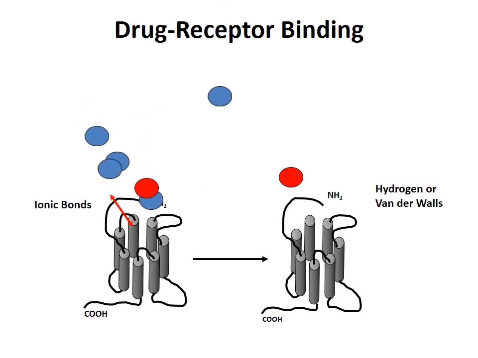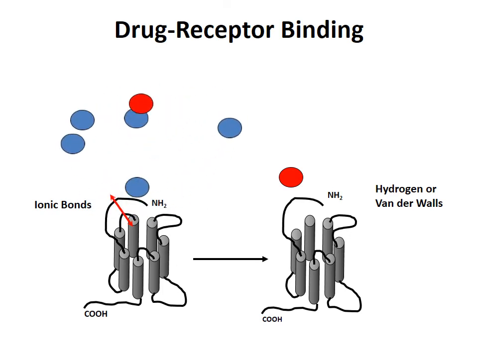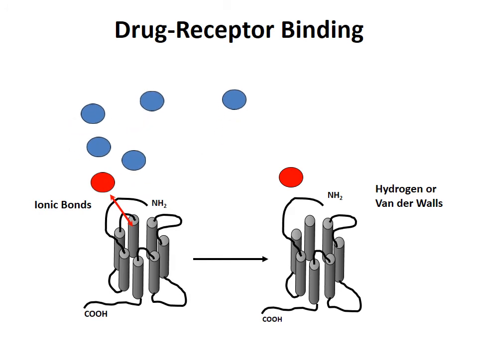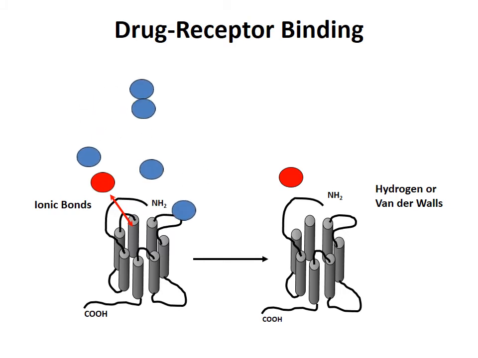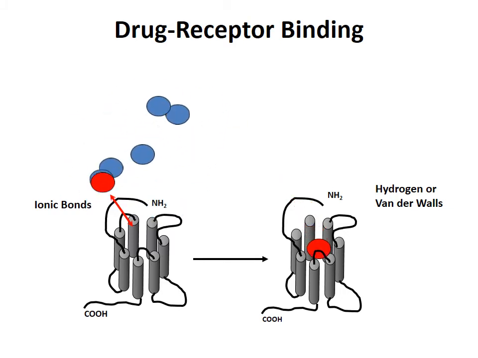So this is just a summary. First we have ionic bonds. Okay, and that is a pretty far distance. Please don't try to memorize the exact distance, but it's going to be a farther distance. And then when we get closer, what gives that really strong affinity at the end, which is the affinity is just the strength of the interaction and how strongly it binds, that's going to be through the hydrogen or van der Waals forces.